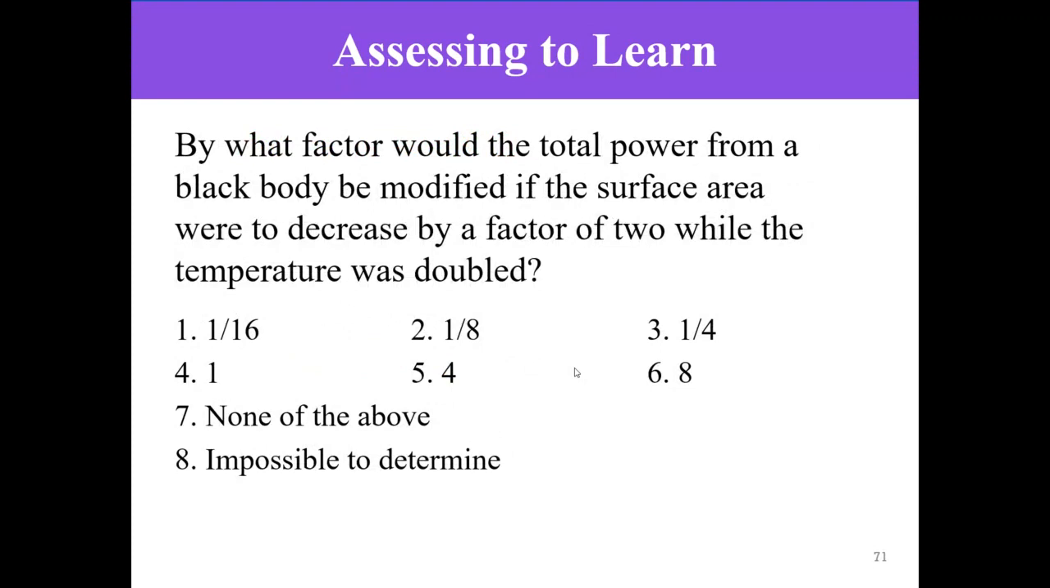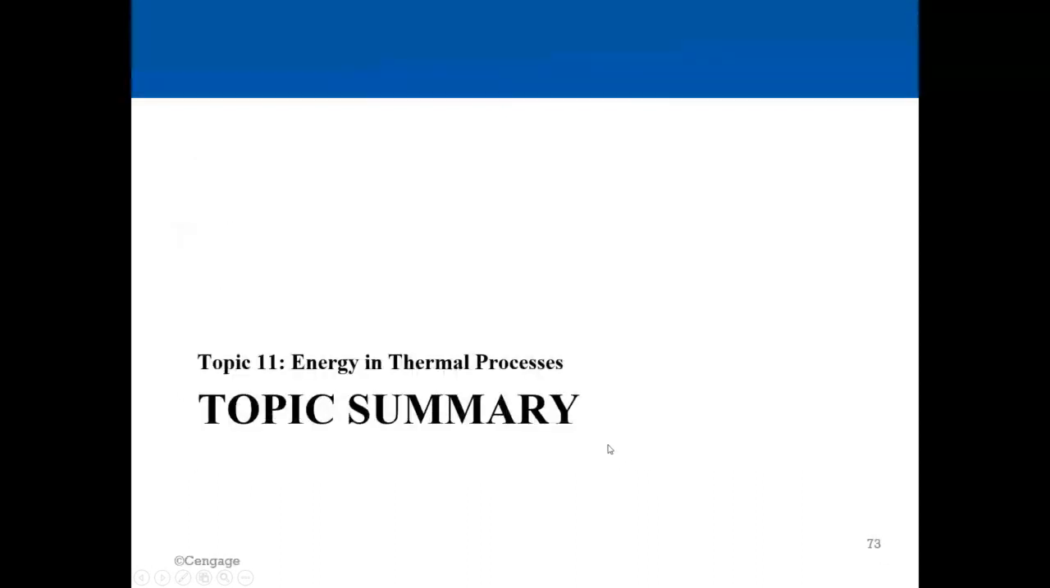By what factor would the total power from a black body be modified if the surface area were to decrease by a factor of 2 while the temperature was doubled? So we need in this case to use Stefan's law for the energy transfer by radiation, and the answer is 8.